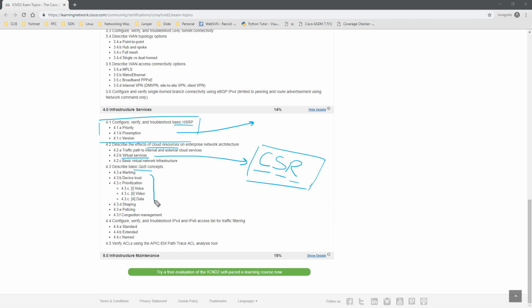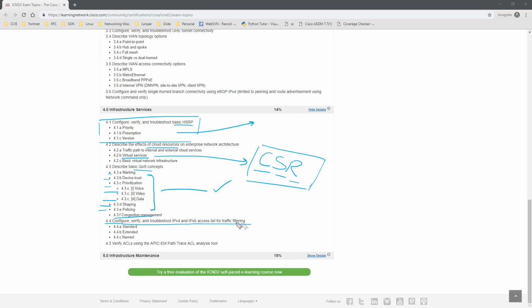QoS, I think we've talked about QoS as a theory, as a topic, but we haven't really discussed all the different types and the difference between shaping and policing and congestion management as a whole. So we'll cover that in a lot of detail.